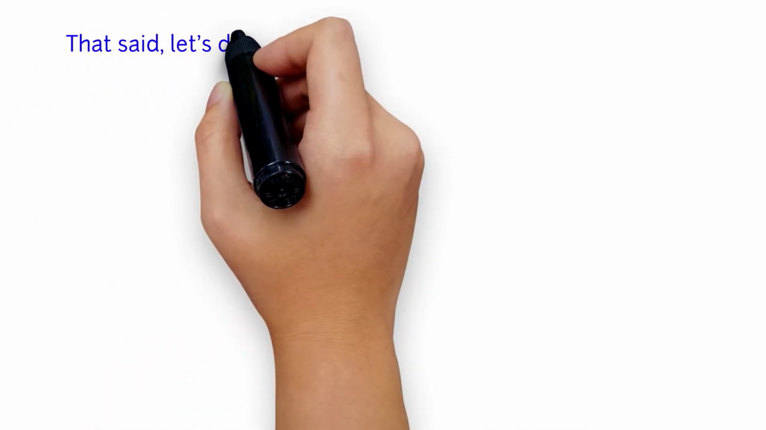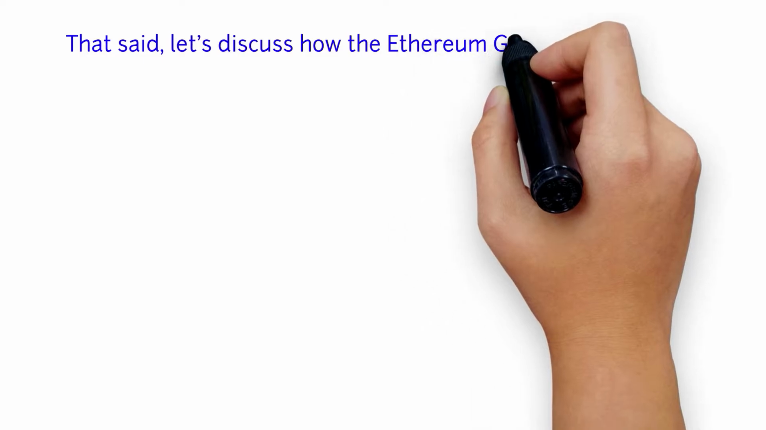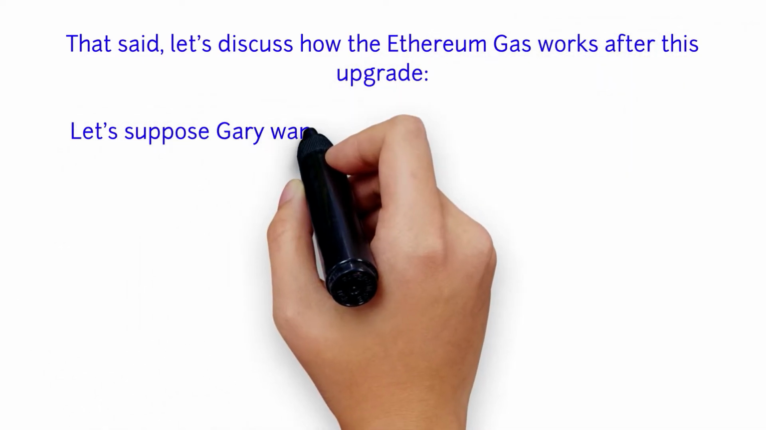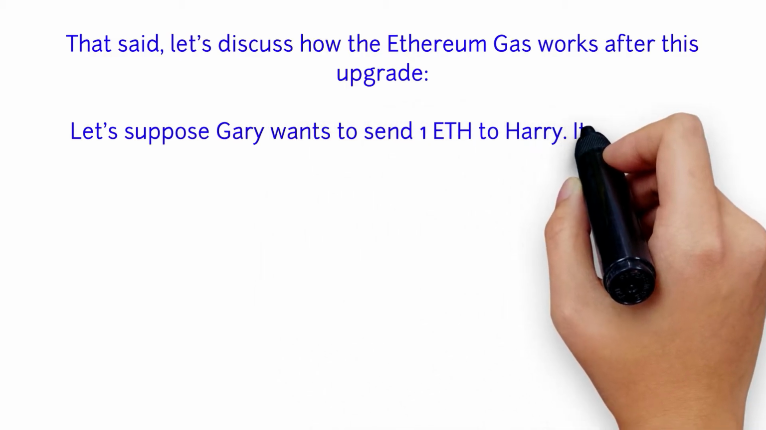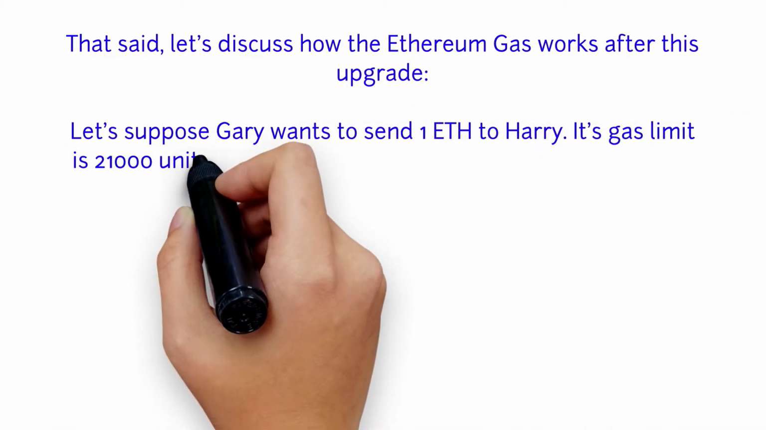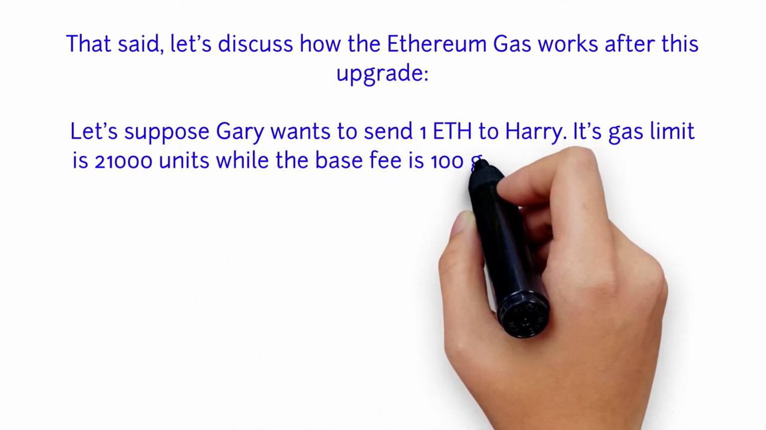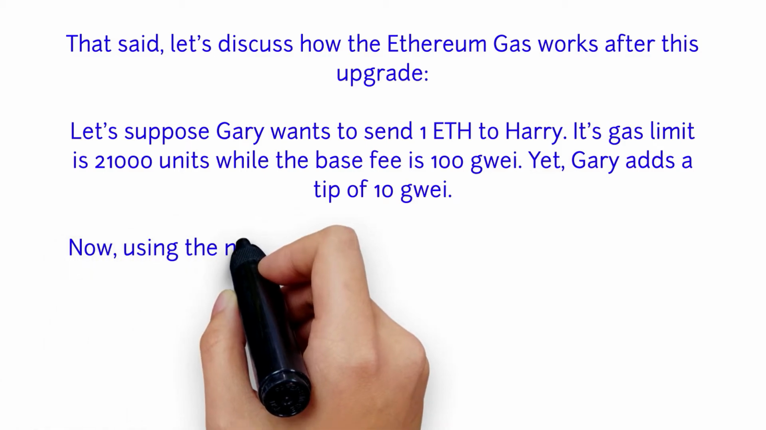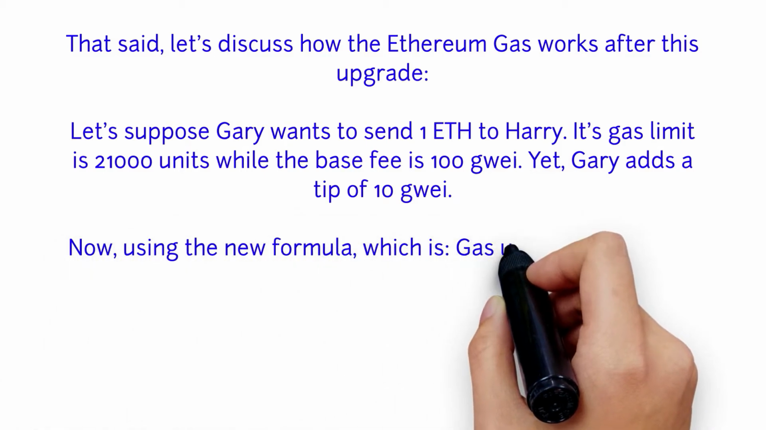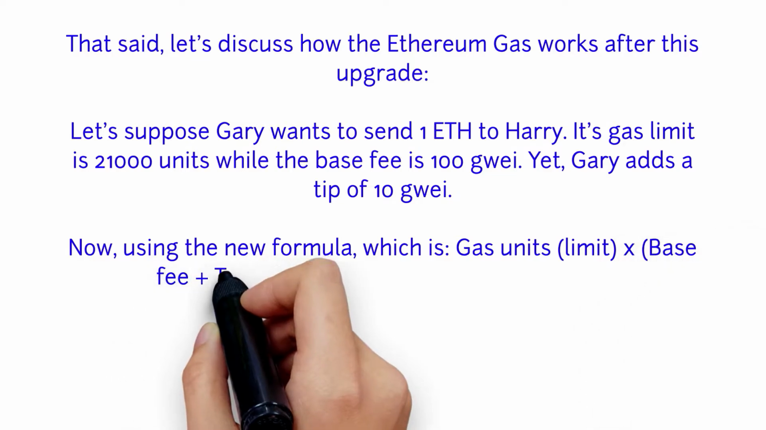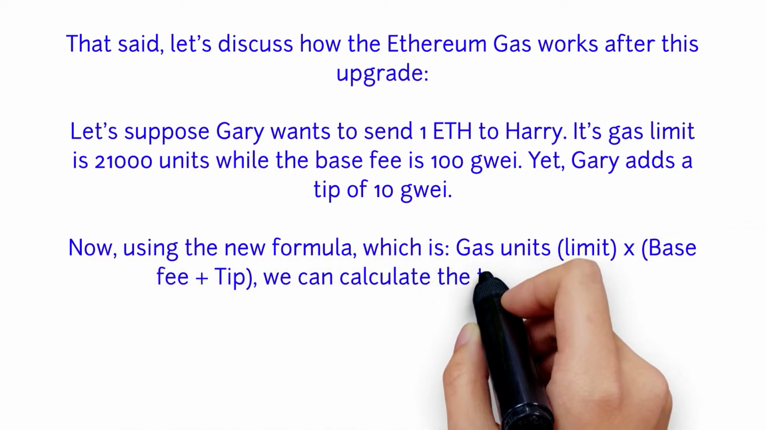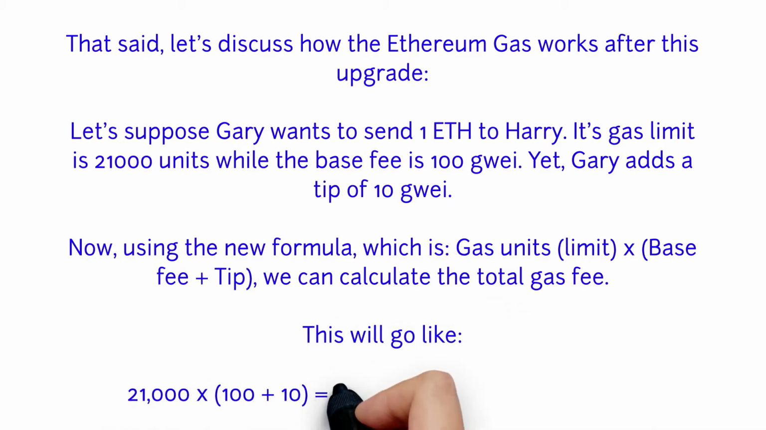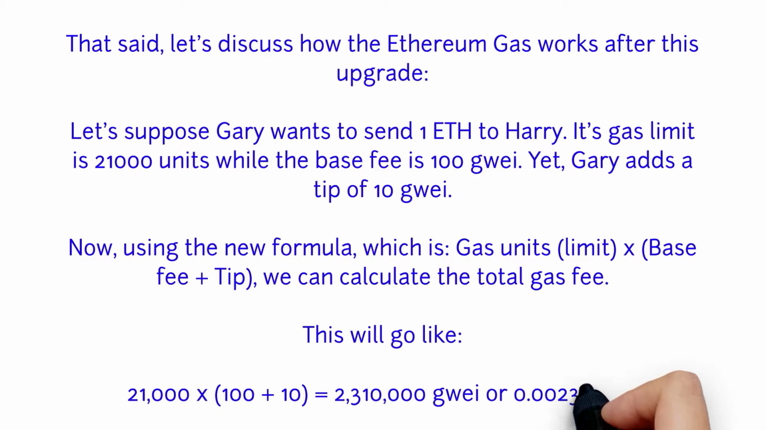That said, let's discuss how the Ethereum gas works after this upgrade. Let's suppose Gary wants to send 1 ETH to Harry. Its gas limit is 21,000 units and the base fee is 100 Gwei. Yet Gary adds a tip of 10 Gwei. Now using the new formula, which is gas units limit times base fee plus tip, we can calculate the total gas fee. This will go like 21,000 times 100 plus 10 equals 2,310,000 Gwei or 0.00231 ETH.